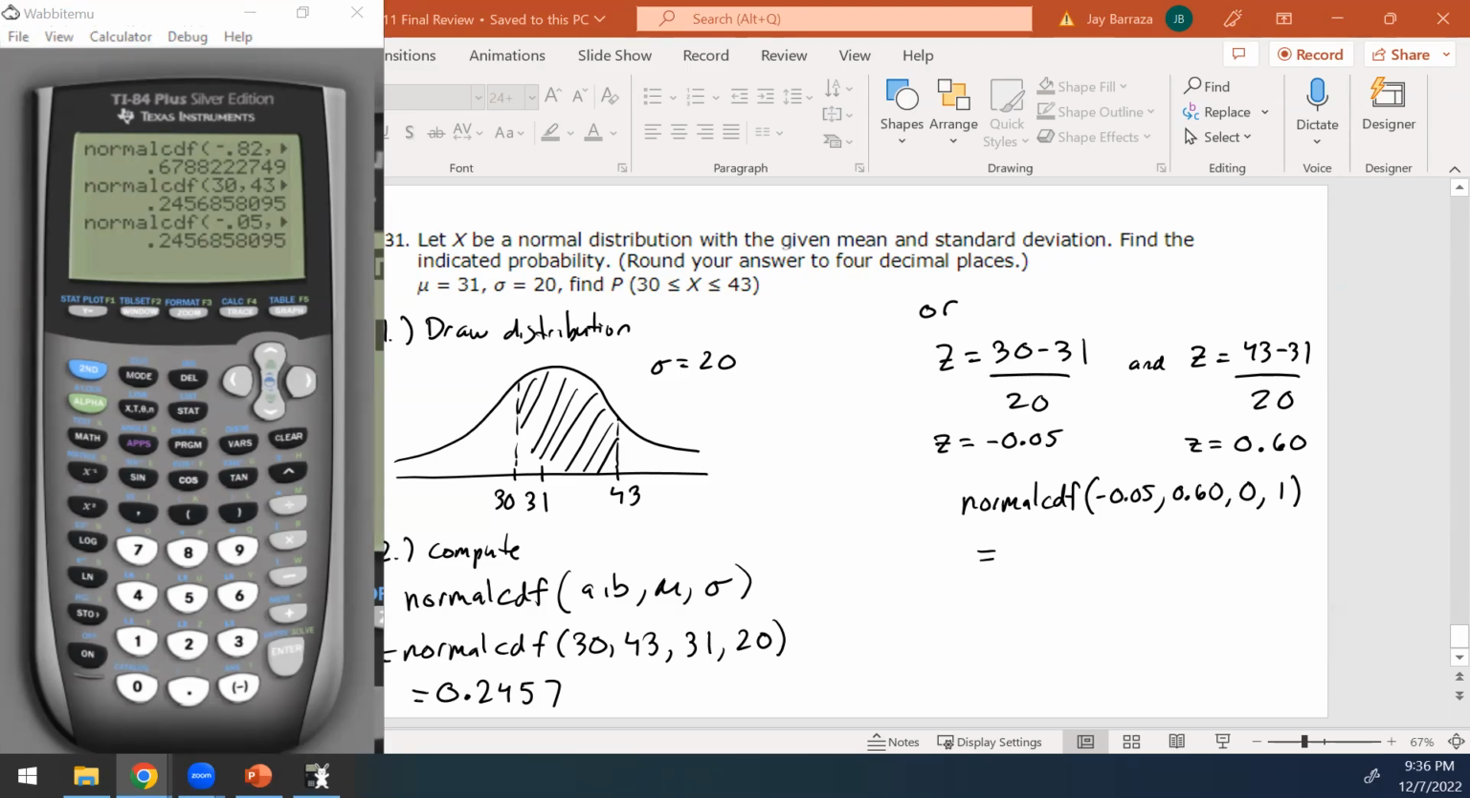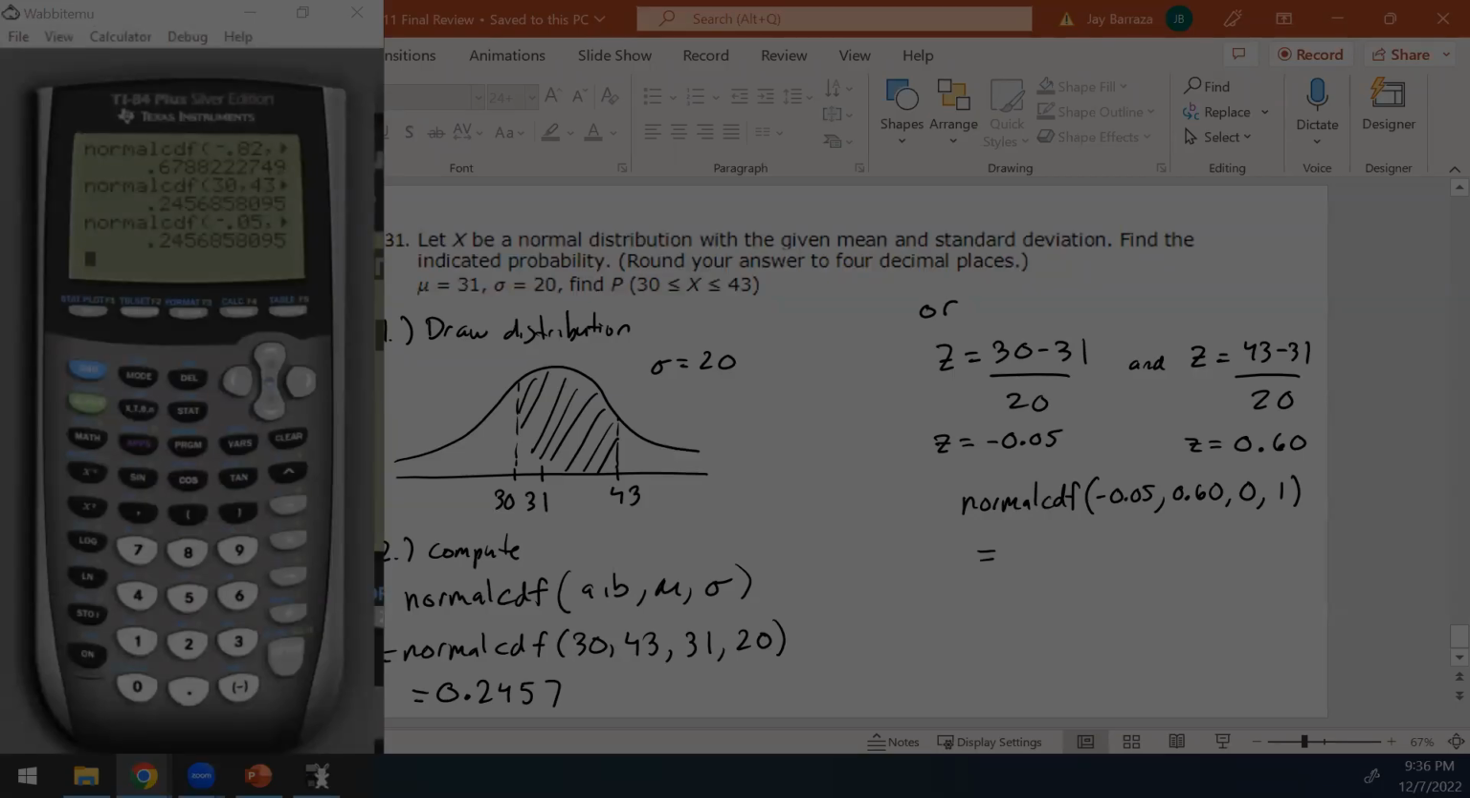Do we have to draw the distribution to get points? No, you don't have to, but if it helps you visualize it, because I tell students to do that to visualize, but no, you don't have to, unless I specifically say in the directions, draw the distribution. So you do not have to.